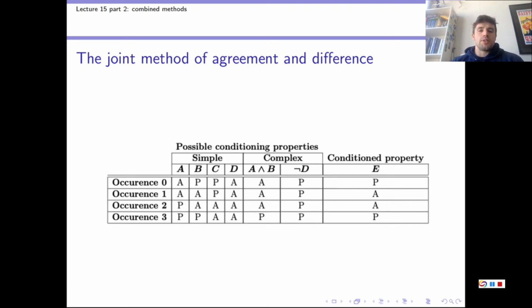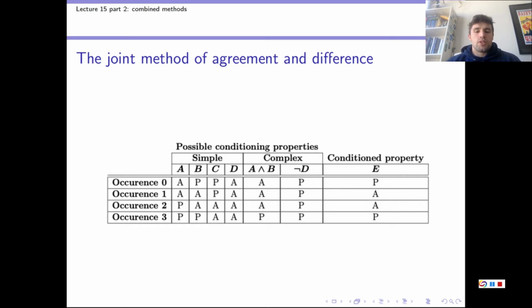So here is a property table with 4 simple conditioning properties, A, B, C and D, and 2 complex conditioning properties, A wedge B and not D. There are 4 occurrences, occurrence 0, which is the one we'll use to define the conditioning properties of interest, and then 3 others, 1, 2 and 3. So the first step in applying the combined method is to define those conditioning properties of interest. So have a look at occurrence 0.